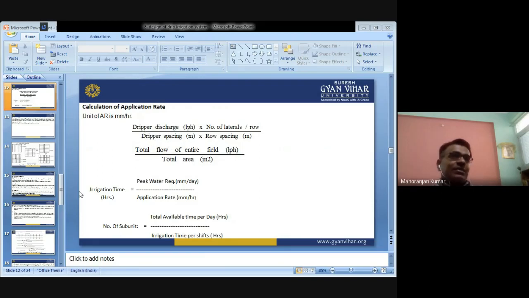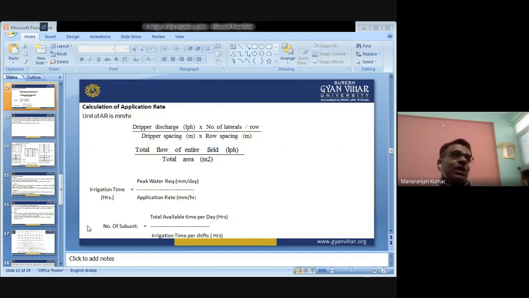The second formula is irrigation time. It means up to how much time you have to operate the drip irrigation system to reach its peak water requirement. You can calculate the irrigation time by this equation: peak water requirement divided by application rate, where peak water requirement is in mm per day and application rate is in mm per hour.